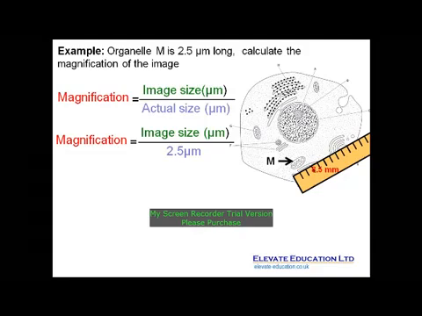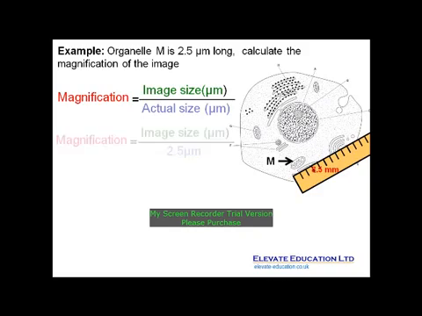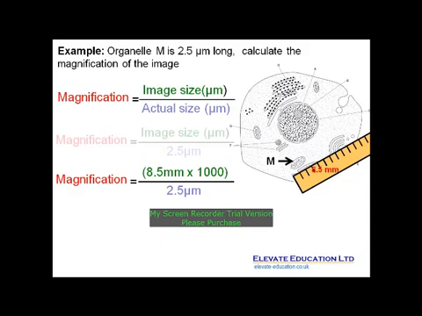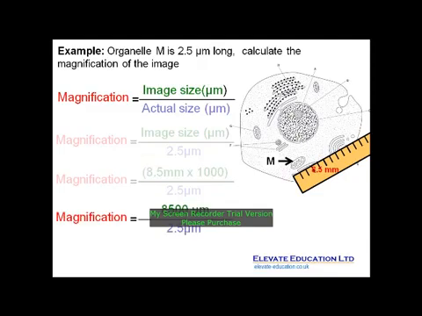Again, we can't use millimeters in our calculation where everything has to be in micrometers. So we turn our millimeters into micrometers by multiplying them by 1,000. So we end up with 8.5 times 1,000 divided by the actual size of 2.5 micrometers, which gives us 8,500 divided by 2.5. So we end up with a magnification of 3,400 times. Those are the two ways that the exam can ask us to work out magnification.